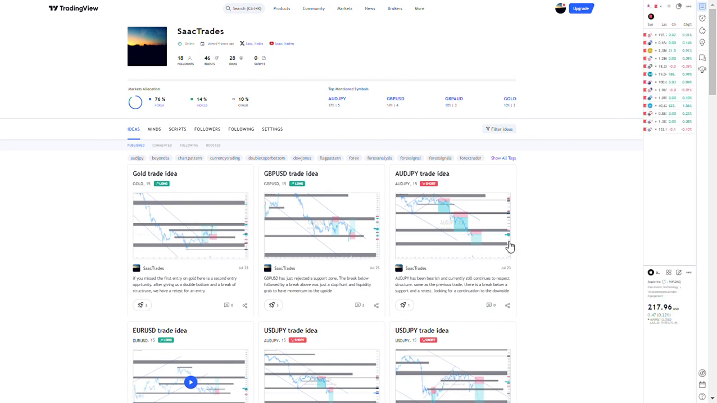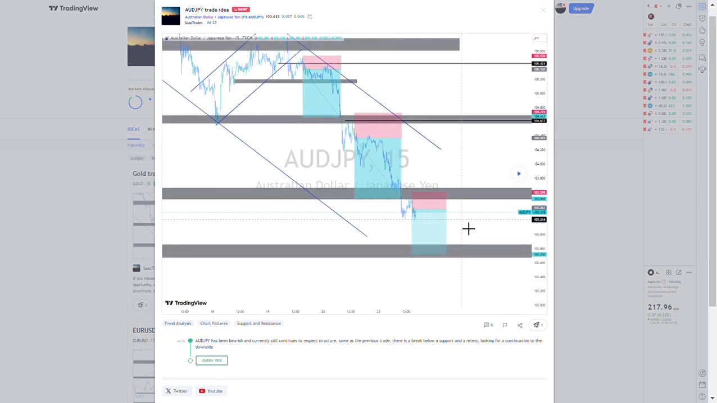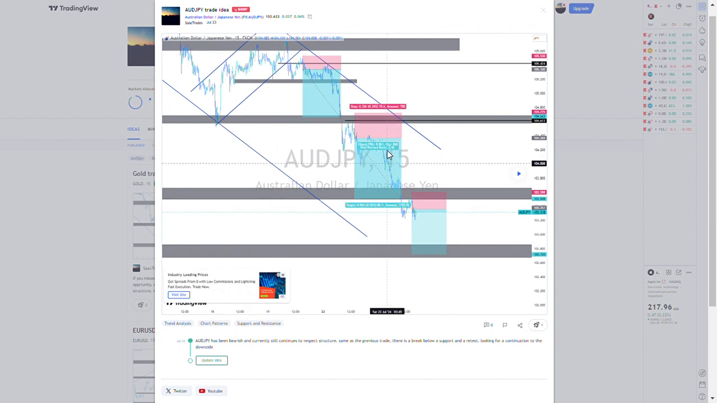Another one for AUDJPY. AUDJPY has been bearish. It was still a continuation of this second trade that I took. AUDJPY has been bearish and currently still continues to respect structure. It was still continuing to respect this downtrending channel. Same as the previous trade, there's a break below support and a retest, and I was looking for a continuation to the downside. And this is actually what happened.